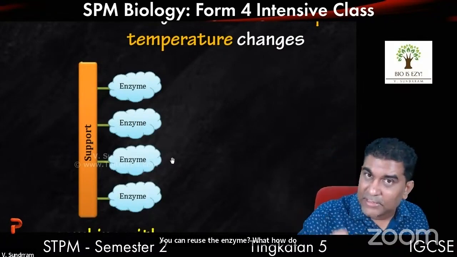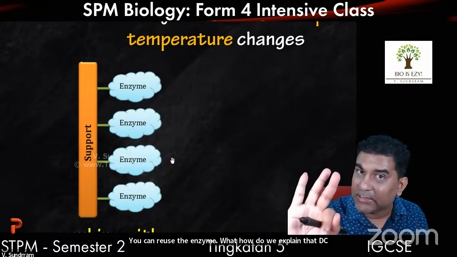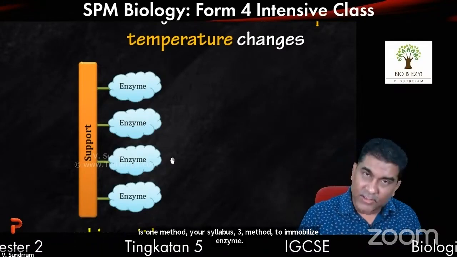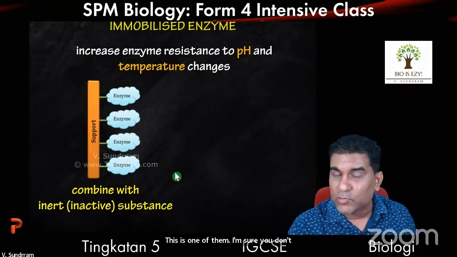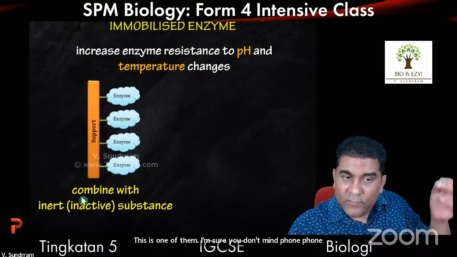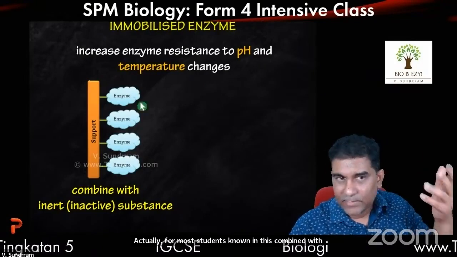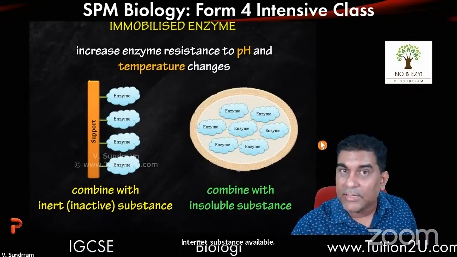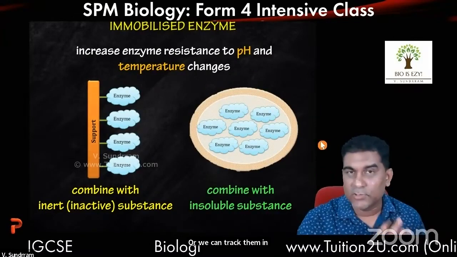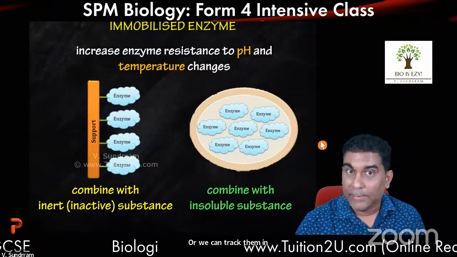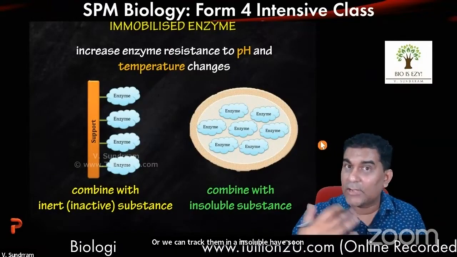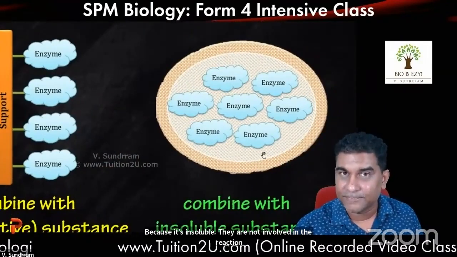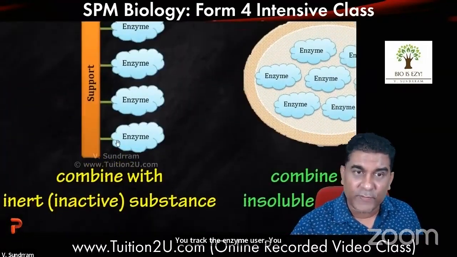This is one method. Your syllabus has 3 methods to immobilize enzyme. This is one of them. I'm showing it to my Form 4 students. Actually, Form 4 students no need this. Combined with inert substance, covalent bond. Or we can trap them in an insoluble capsule. Because it's insoluble, they are not involved in the reaction. You trap the enzyme, you see, this is entrapment. This is covalent bonding, this is entrapment.